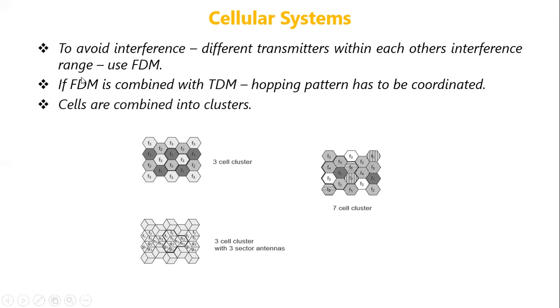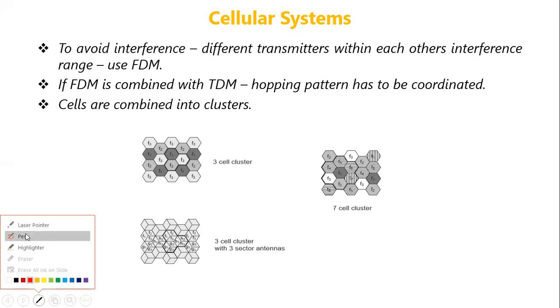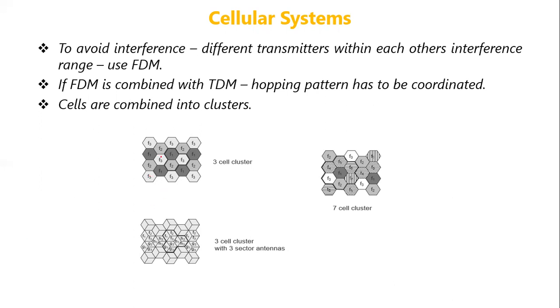In the first pattern, you can see three cells were combined together to form a cluster. For example, this is one cluster: F1, F2, F3. This is another cluster: F1, F2, F3. Like that, every three cells form a cluster.